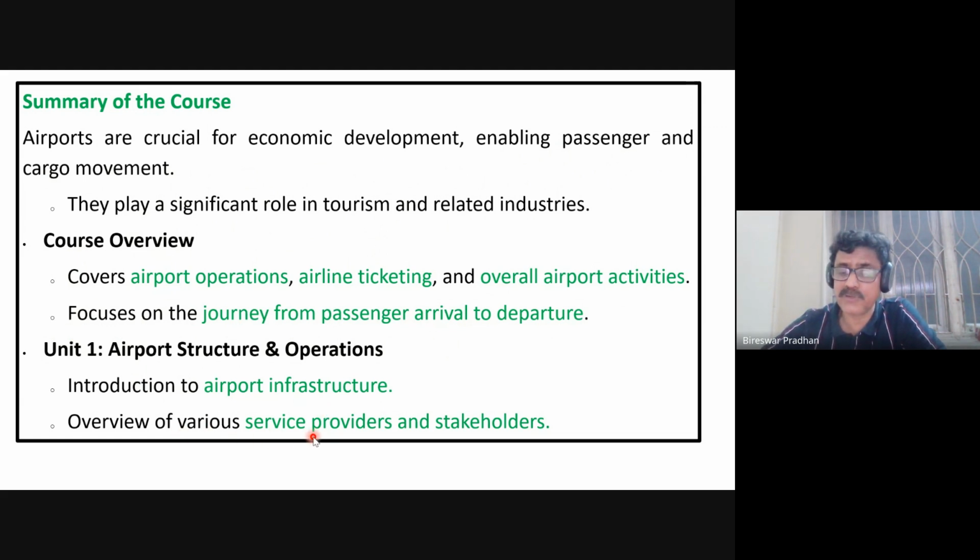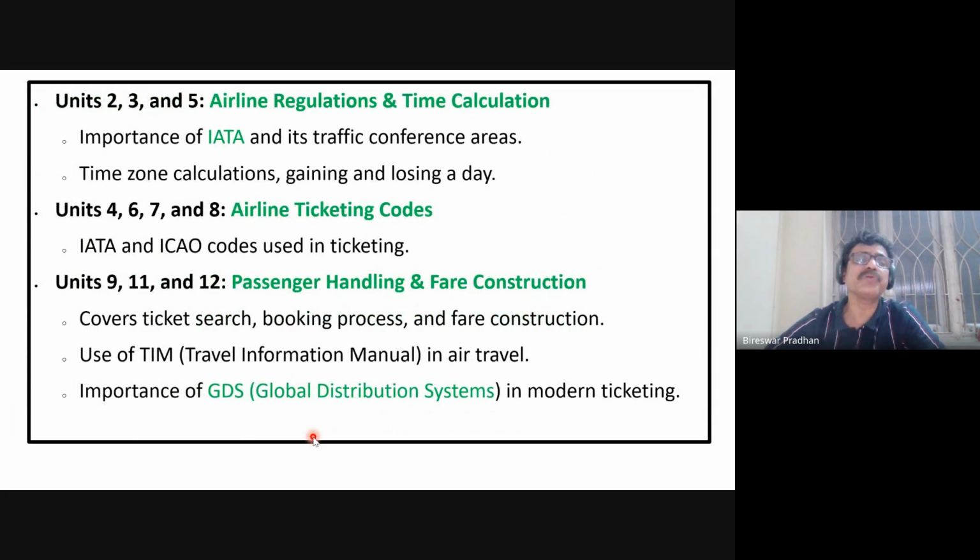Units 2, 3 and 5 discuss airport regulation and time calculation. What are the regulations, and how to calculate the time, because it is global and depends on the earth's rotation. So we can get some idea of the importance of IATA, the International Air Transport Association, instructions, time zone calculation, how different time zones work, and gaining or losing a day. This will be discussed in units 2, 3 and 5.